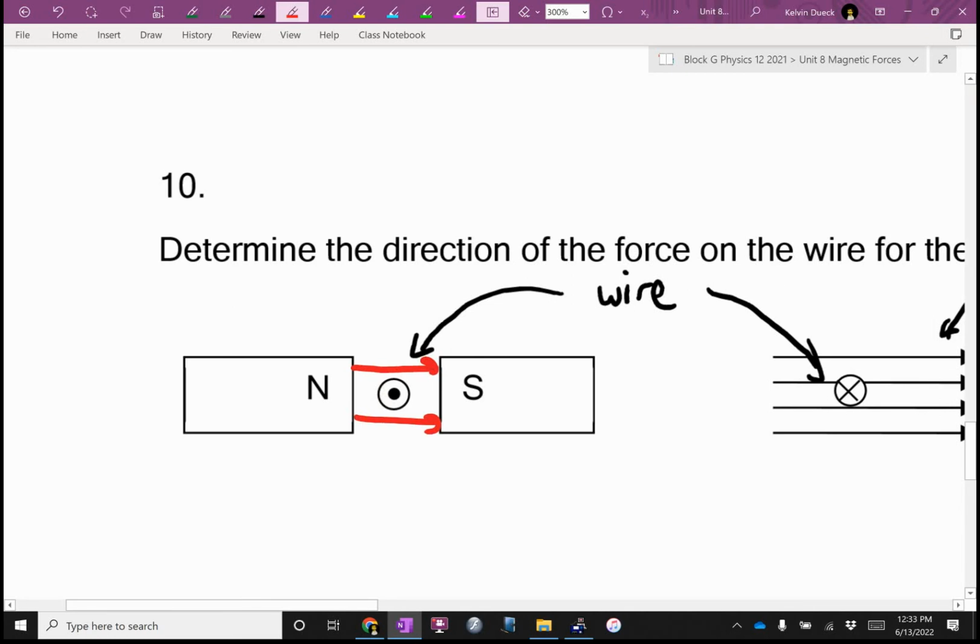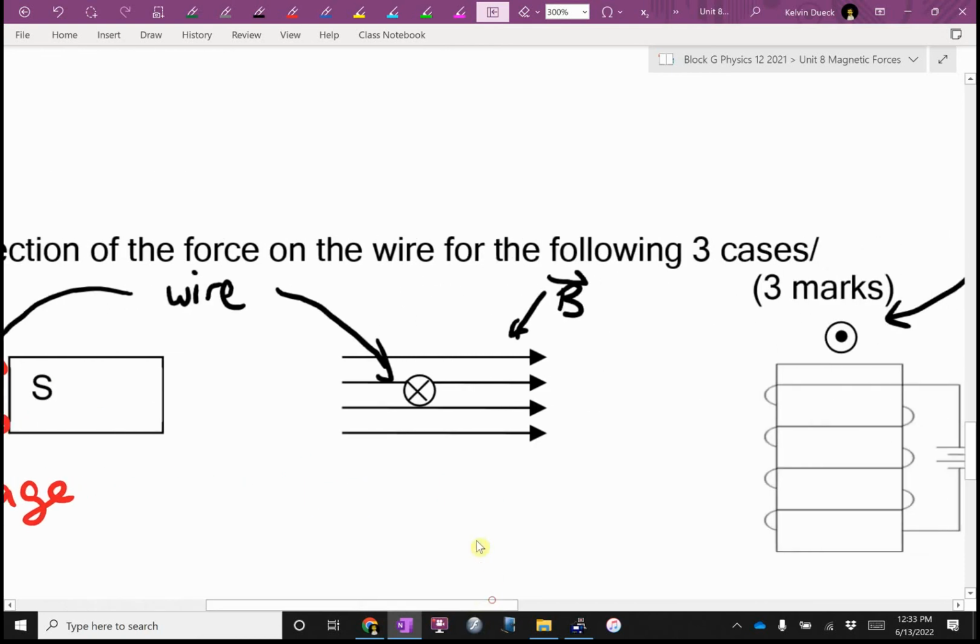Coming out of the page towards me, I've got to stick my hand way out here so that I don't dislocate my shoulder, but it looks like up the page. Yes? 1 mark. Here, it looks like the current is going into the page, and the magnetic field lines are pointing to the right. That's going to feel a force down the page.